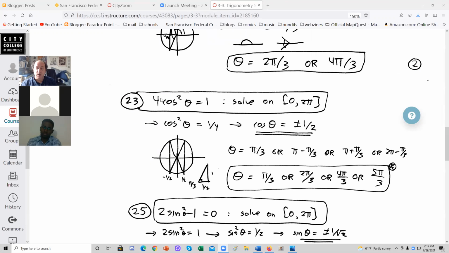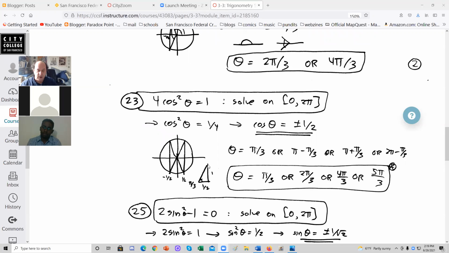4 cos squared theta equals 1. Solve on the unit circle. Okay, divide by 4. Cos squared theta equals 1/4. Take a square root, and now cosine theta is plus or minus that. You have to take care about this quadratic ambiguity. All right, so vertical line at x equals -1/2, or vertical line at x equals +1/2.